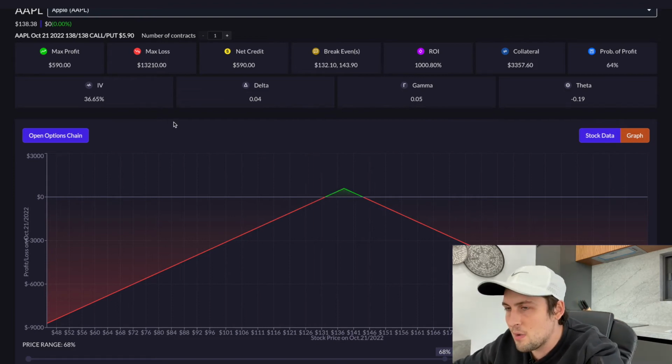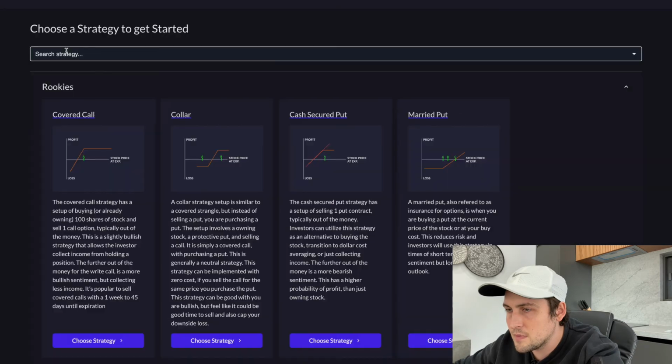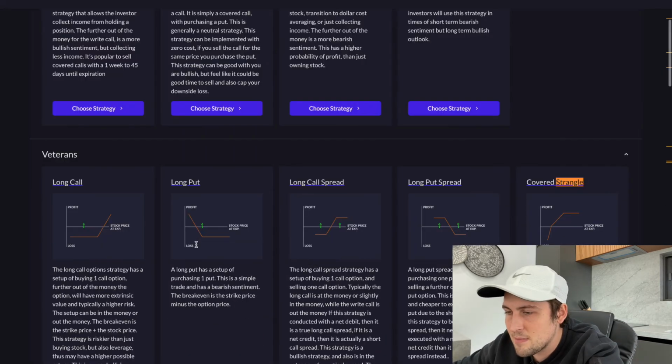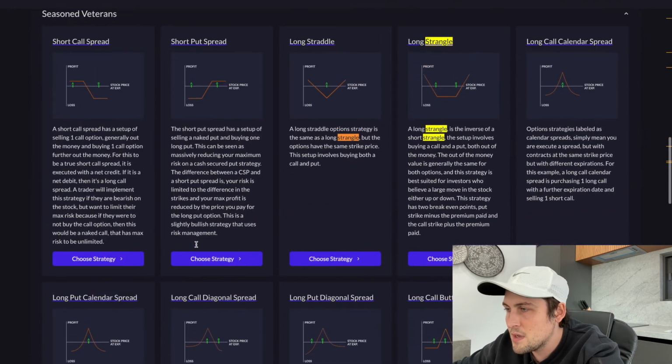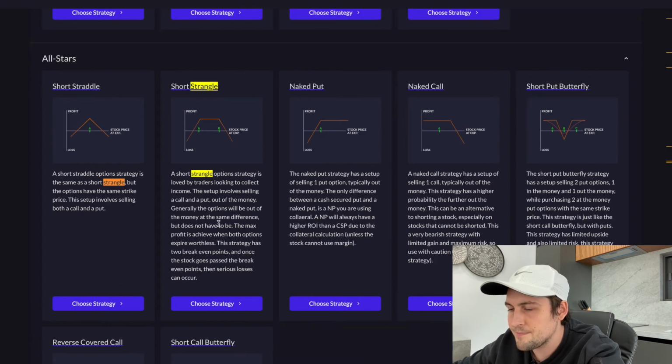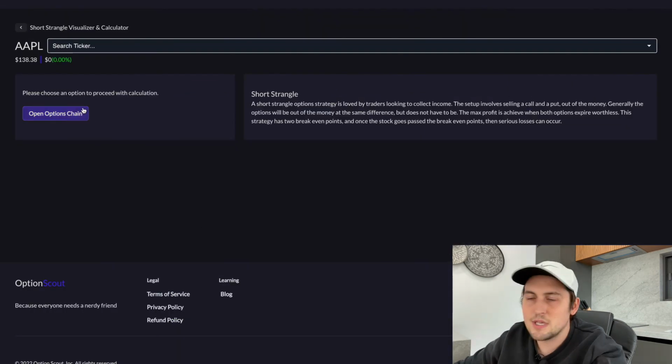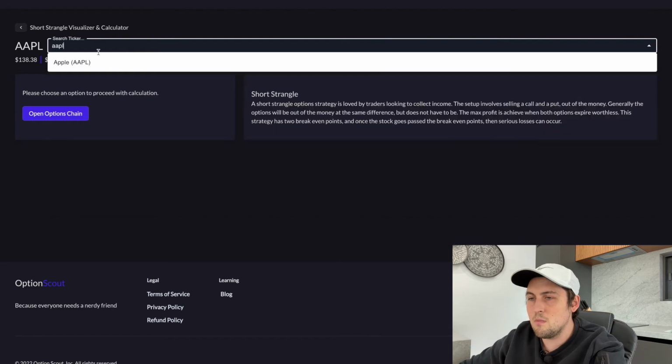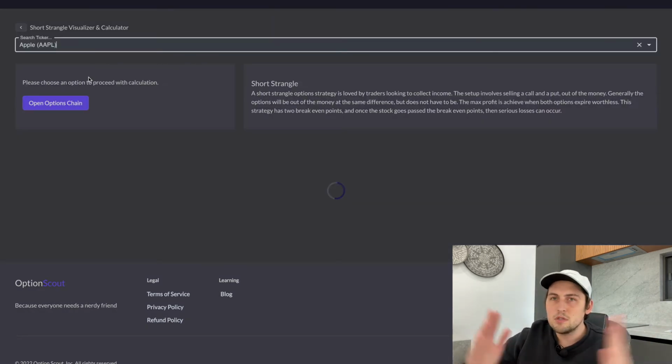Now we can go back to Option Scout, close out this options chain, and go to the strangle. A strangle is going to be very similar. Where's my short strangle? Okay, the short strangle is going to be down here. Same concept, but all you're doing is simply stretching out the strike prices.